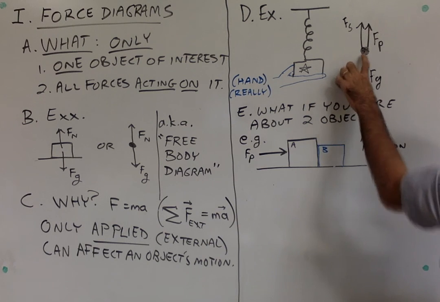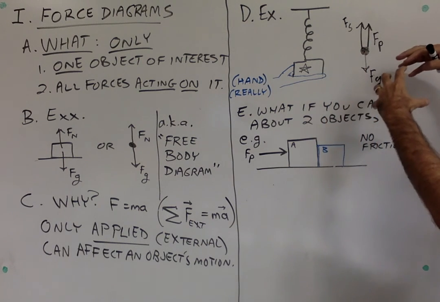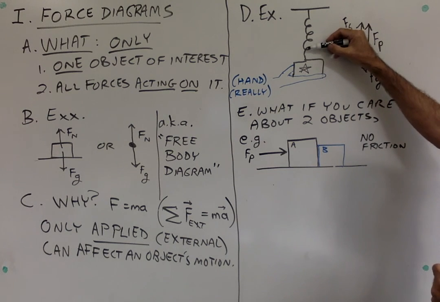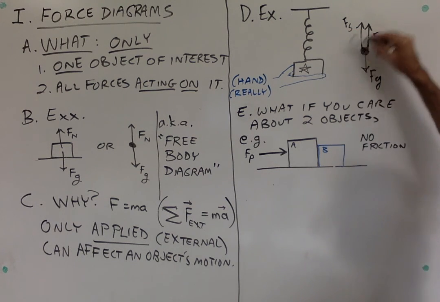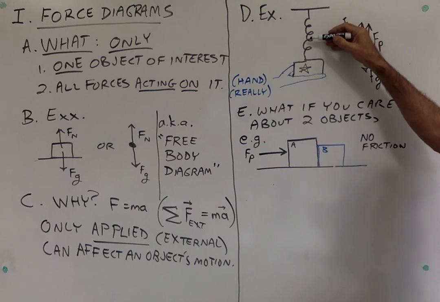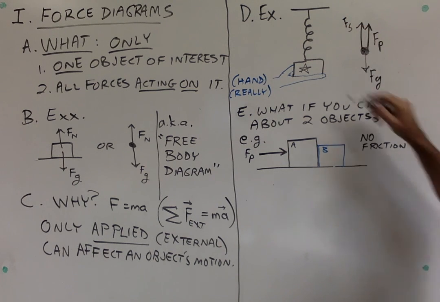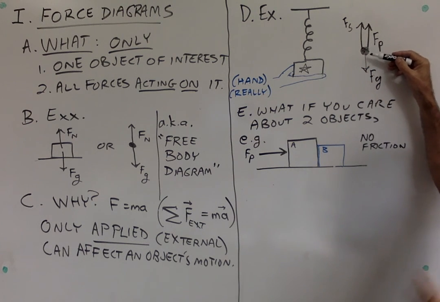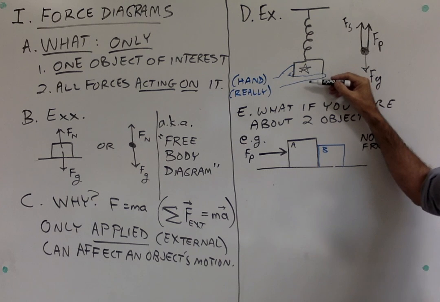That means the brick, and you only draw forces acting on it from outside. If you say, well, doesn't the brick apply a force to the spring? The answer is yes, but it doesn't go on this diagram. That would go in a force diagram for the spring, which you are not asked to draw. Say, well, doesn't the brick apply a force on the hand? Yes, but that's not on this diagram. That would be on a force diagram for the hand, which you are not asked to draw.